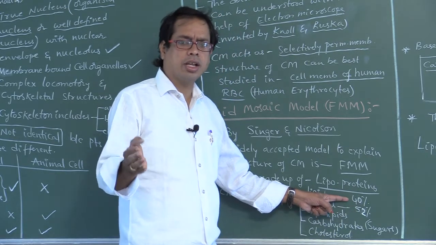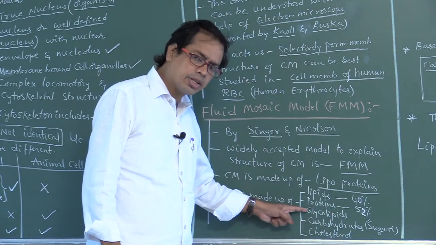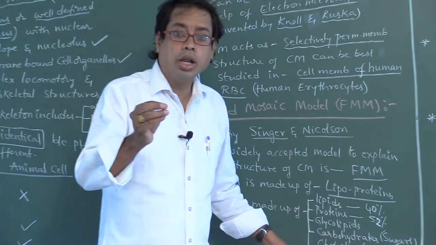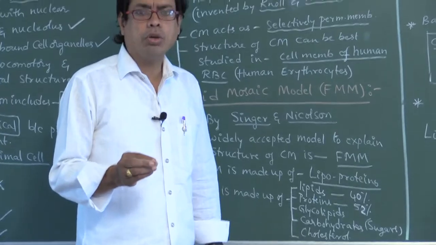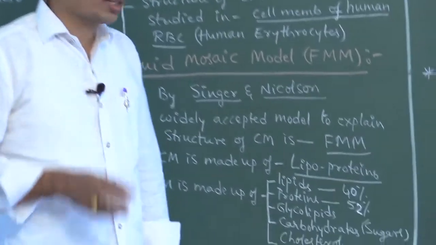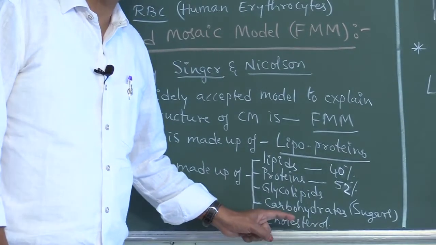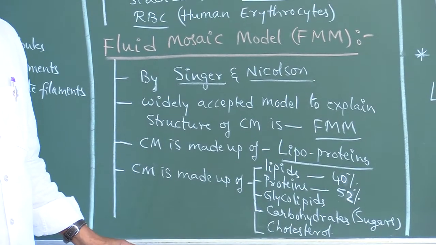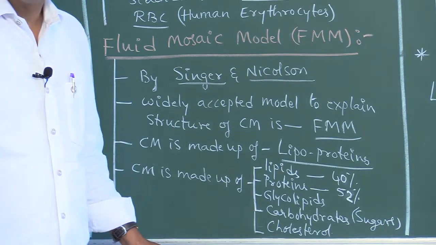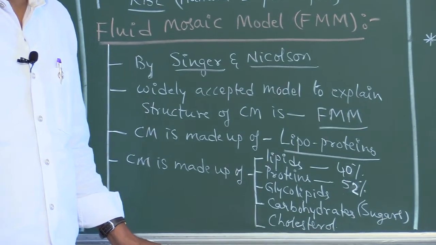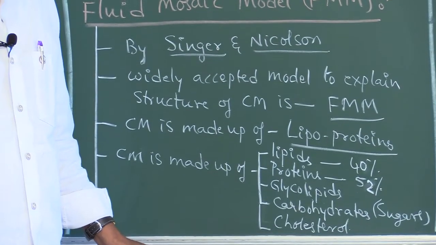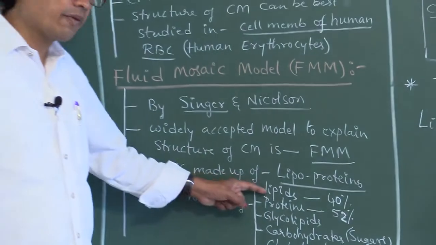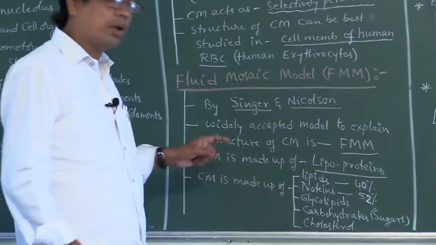Other components are glycolipids and carbohydrates like sugars; these sugars are oligosaccharides. Oligo means few monosaccharides. Next, cholesterol is also present. So the chemical composition of the cell membrane is lipids, proteins, glycolipids, carbohydrates like sugars, and cholesterol. These are the different components found in the cell membrane.